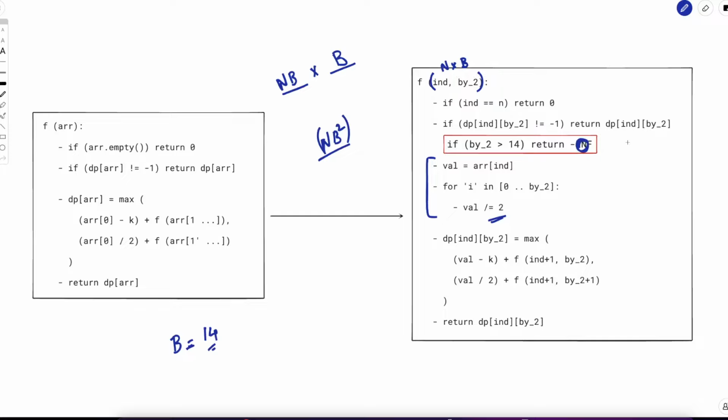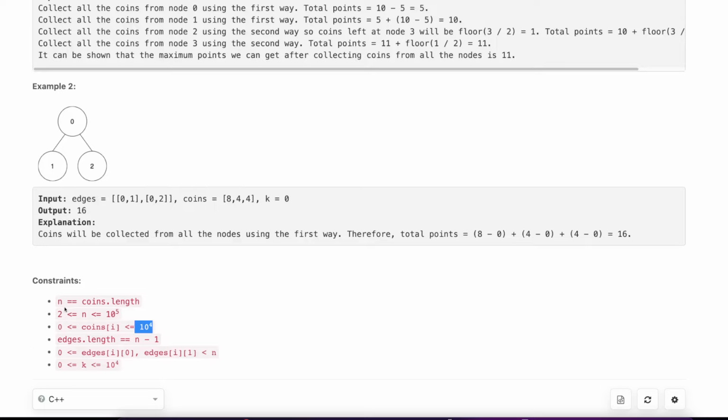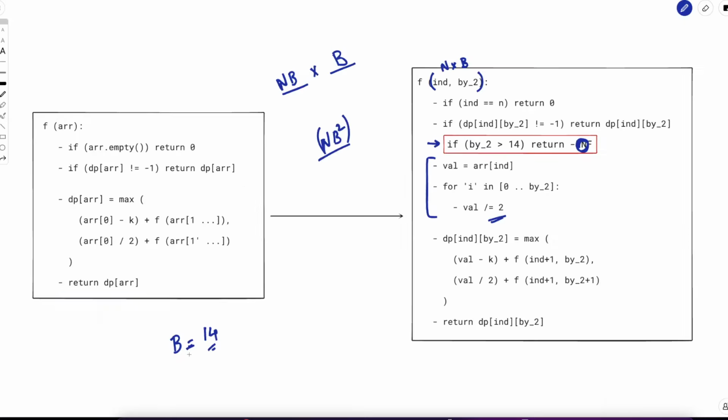Anything will work. So you have to add just one more criteria here to actually make it restrictive to only 14. So now the maximum value of b is 14. So 14 square multiplied by 10 to the power 5, which is well under 1 second. So this will pass the given time constraint of the problem.